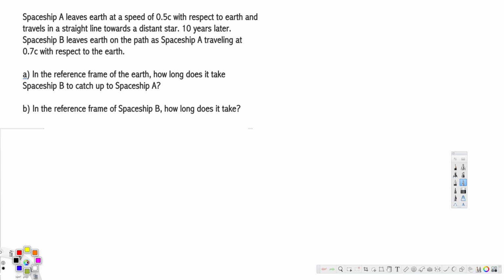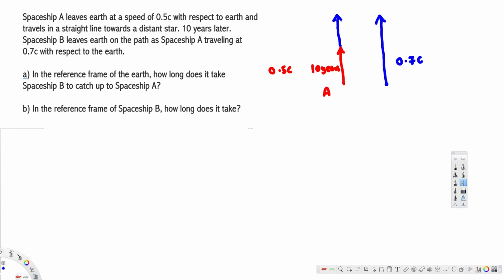Now let's draw a diagram for this one. Here we have A, it has already traveled 10 years with a speed of 0.5c, and after 10 years this B is starting. B is traveling with 0.7c, and after a certain time it is going to catch up with A. The distance is going to be equal at that time, right? And that time is the question.